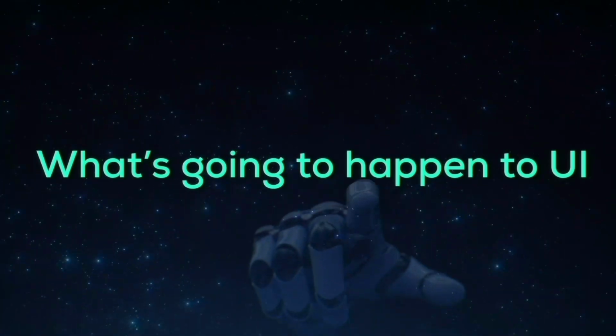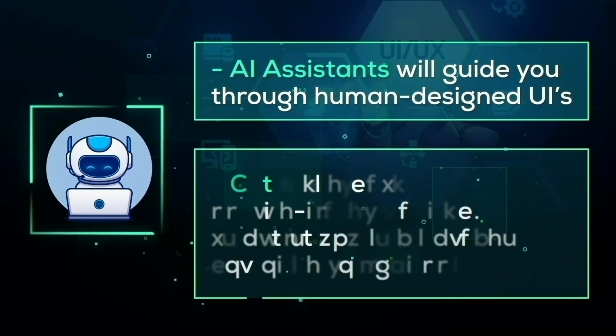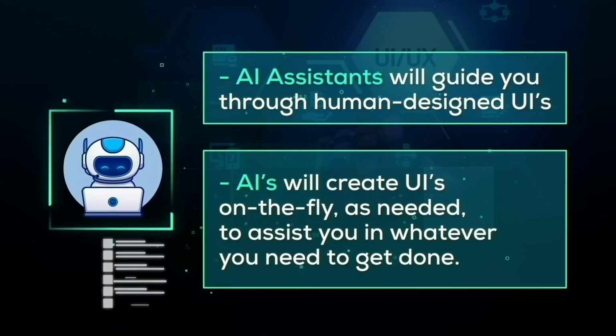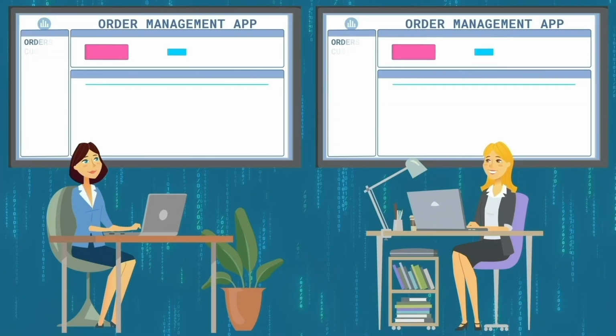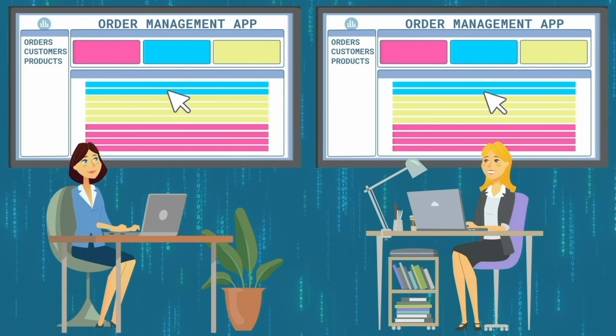Two things are going to happen in UI. AI assistants will guide you through human-designed UIs. AIs will create new UIs on the fly as needed to assist you in whatever you need to get done. Some simple, consumer-oriented tasks can be completed by AI without showing a UI at all.